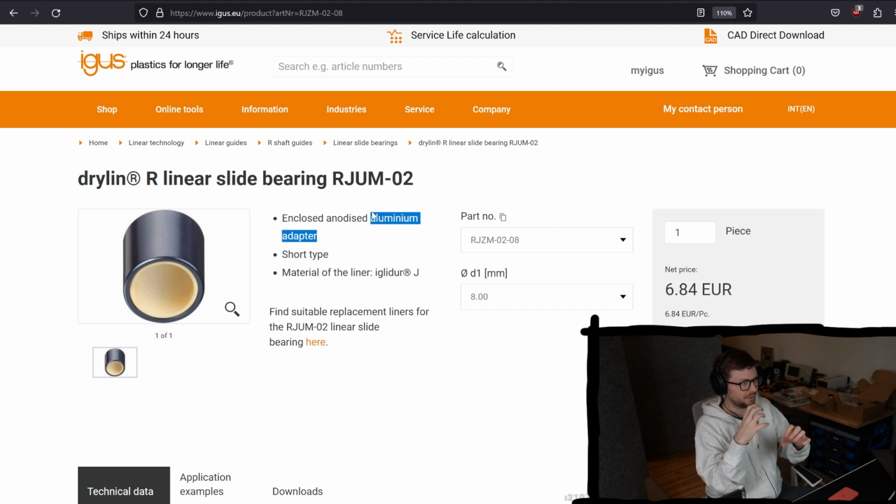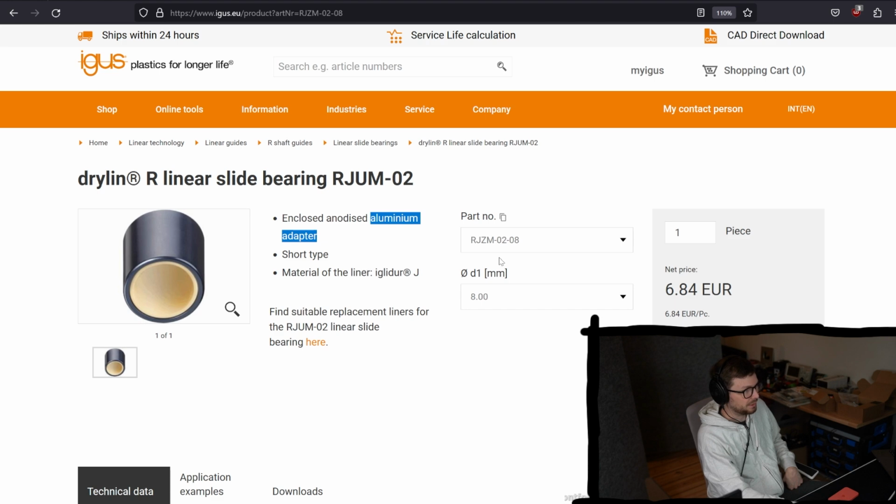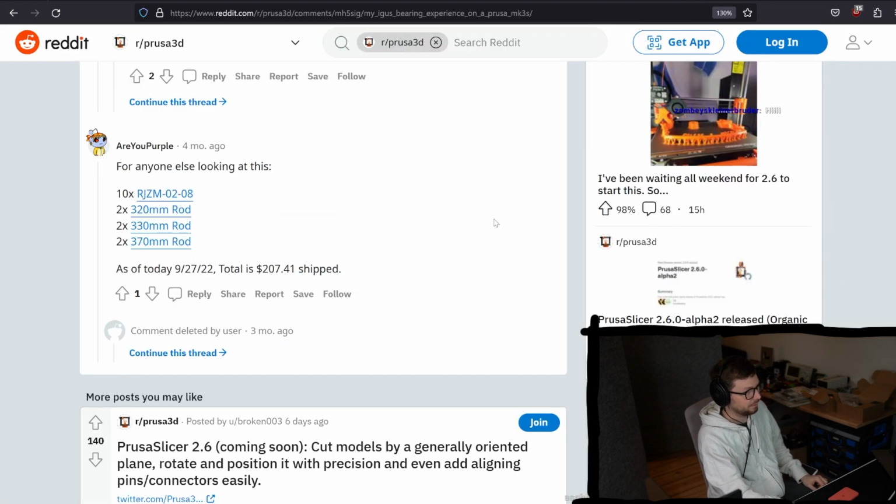They don't have this issue that they are intended for press fits. They work apparently fine like that. And then you also need, and you need to be careful here, you need to select the 8mm. And then also here is the aluminium shaft for it, which matches it. They are intended to be used with these Igus bearings, also in 8mm. And I ordered them in the various sizes.